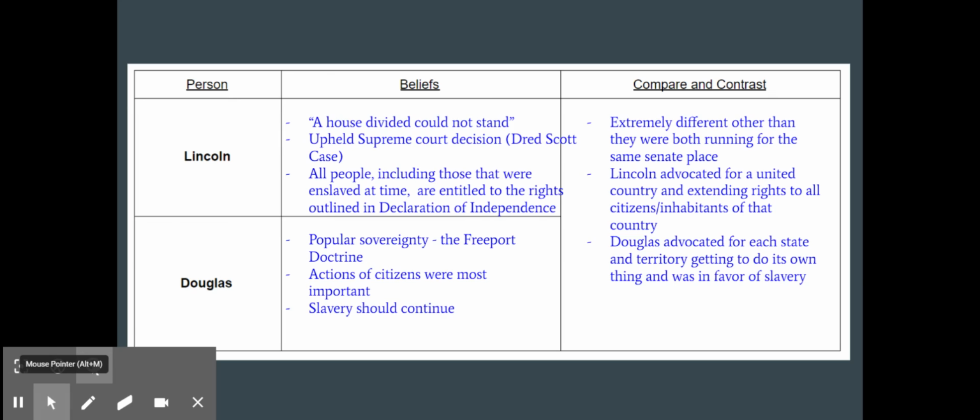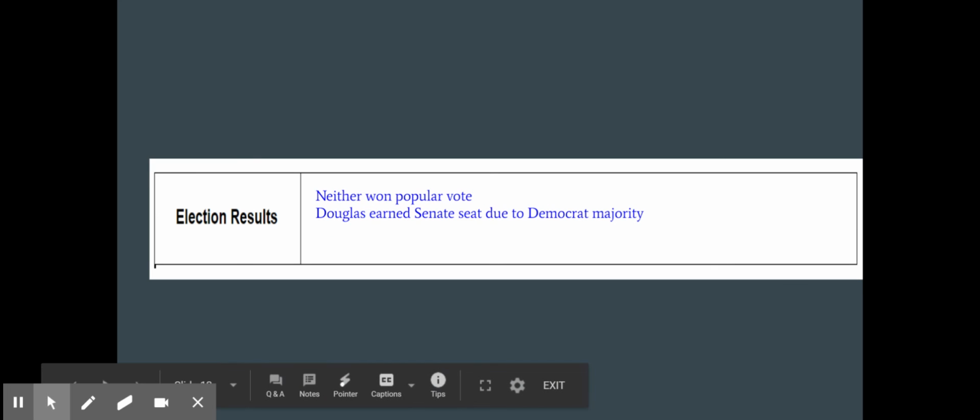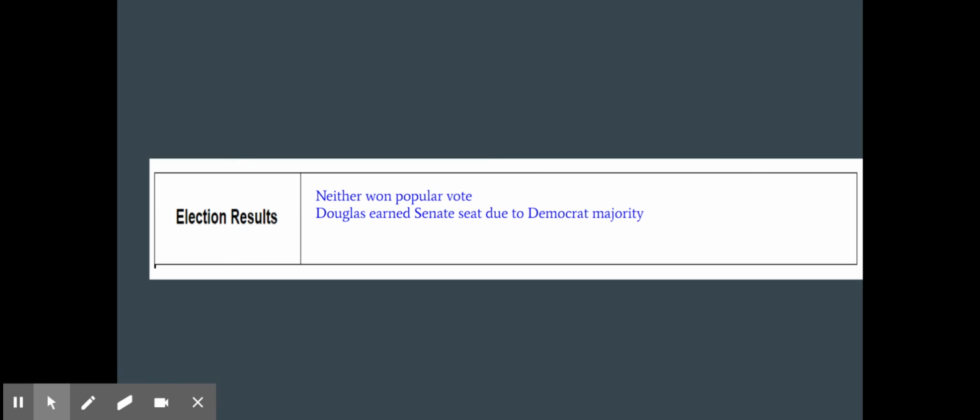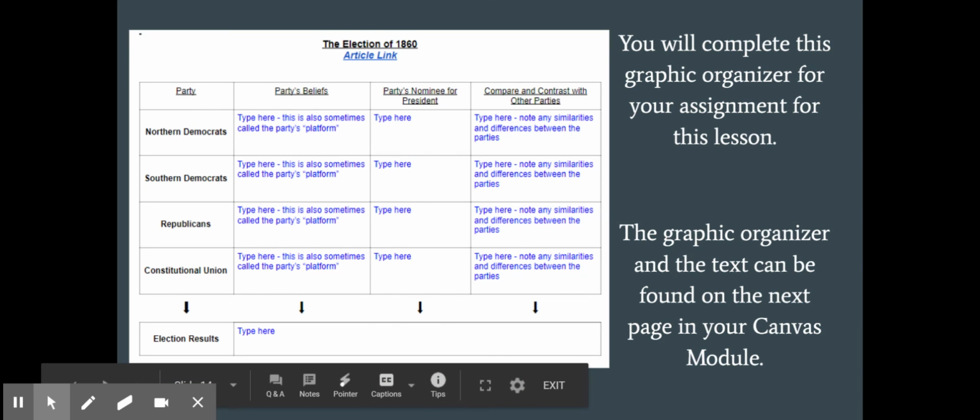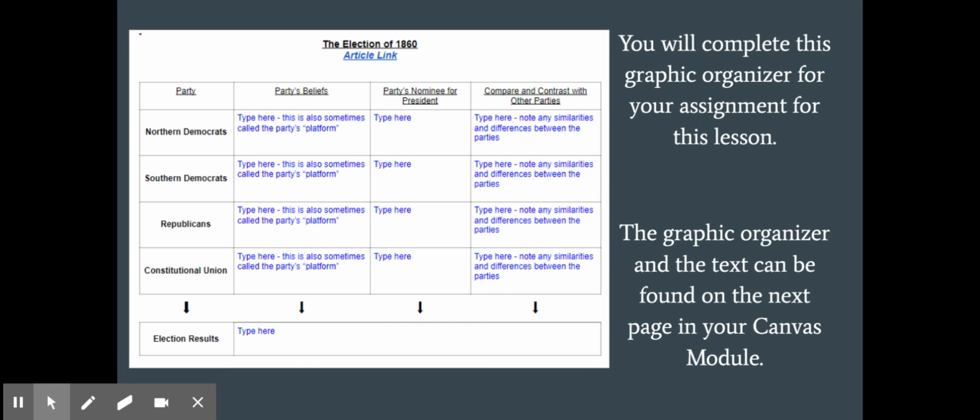All right, so now that we've hit that learning target, let's go ahead and note the election results, which is neither won the popular vote. However, Douglas did earn that Senate seat due to the Democratic majority. You're now going to go ahead and start analyzing the different points of view that were present in the presidential election of 1860. And you'll go ahead and complete this graphic organizer, and the text, of course, is also linked in your Canvas module. So go ahead and head on over there now.